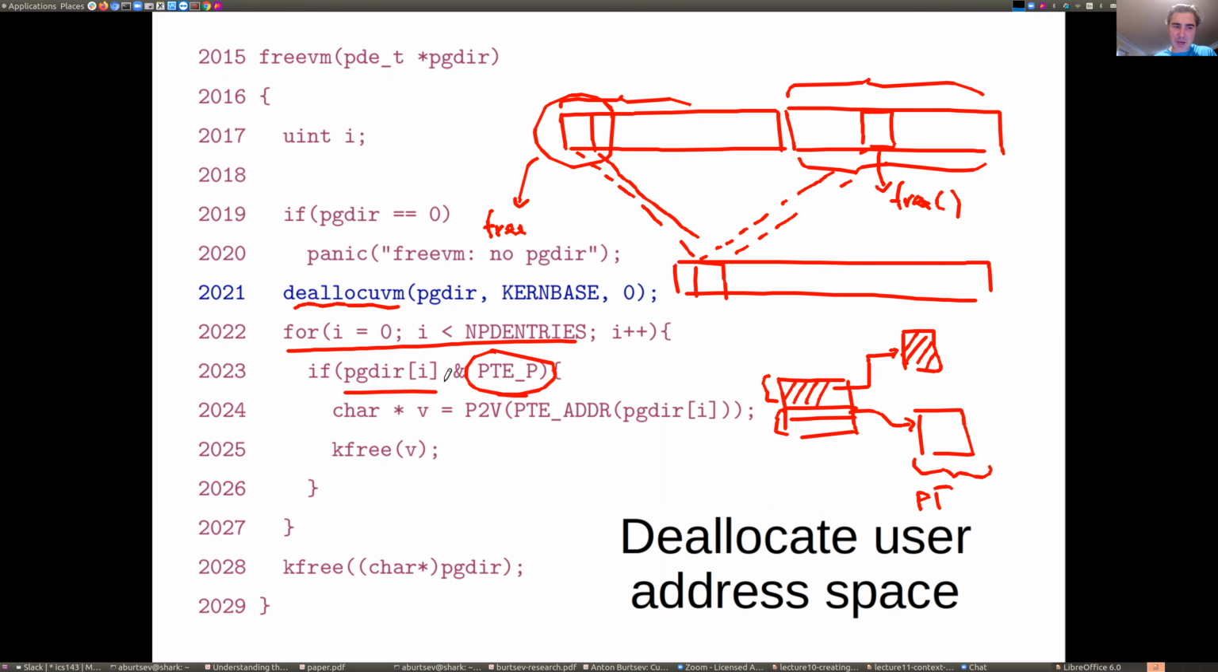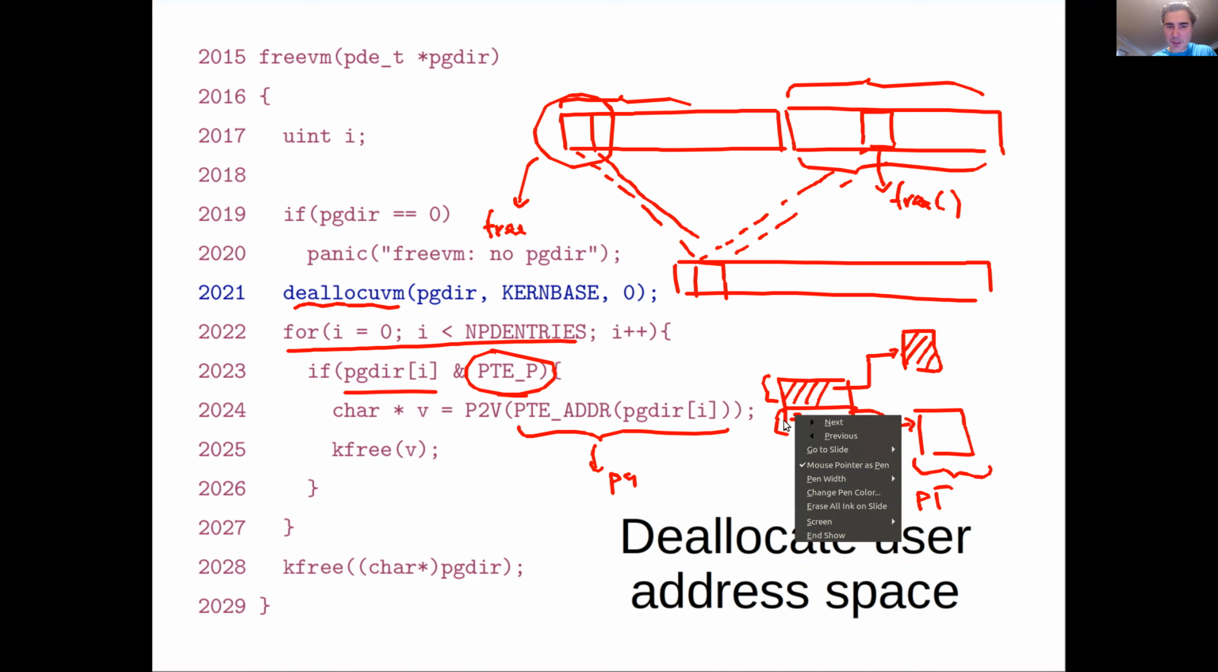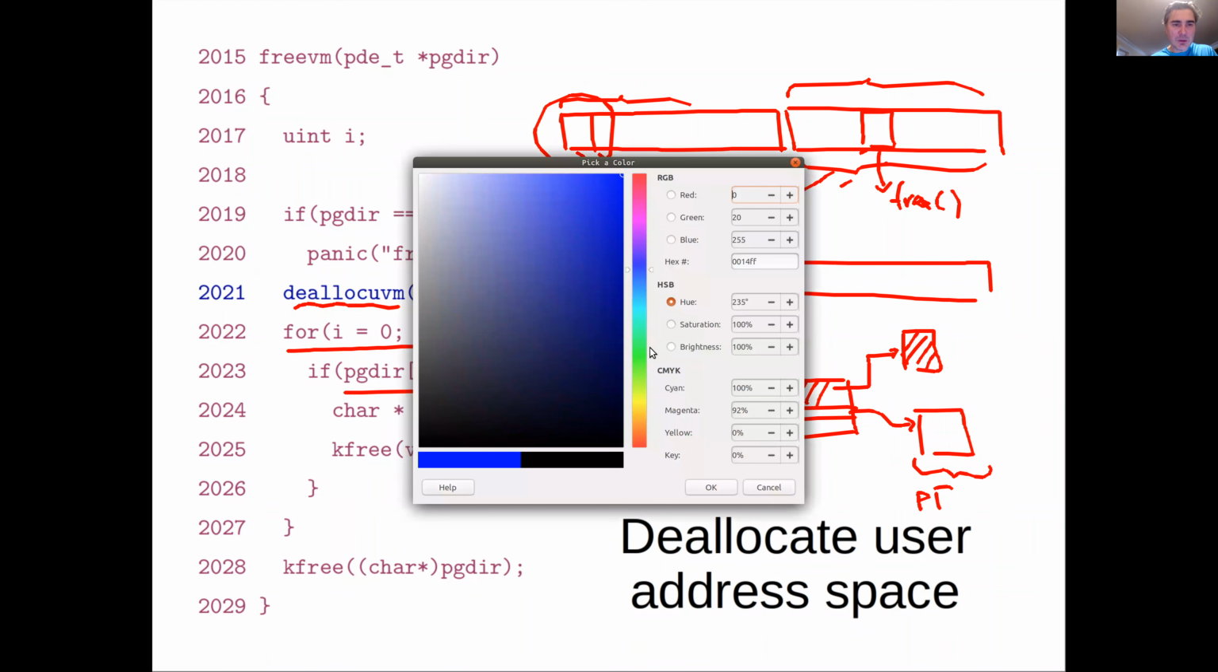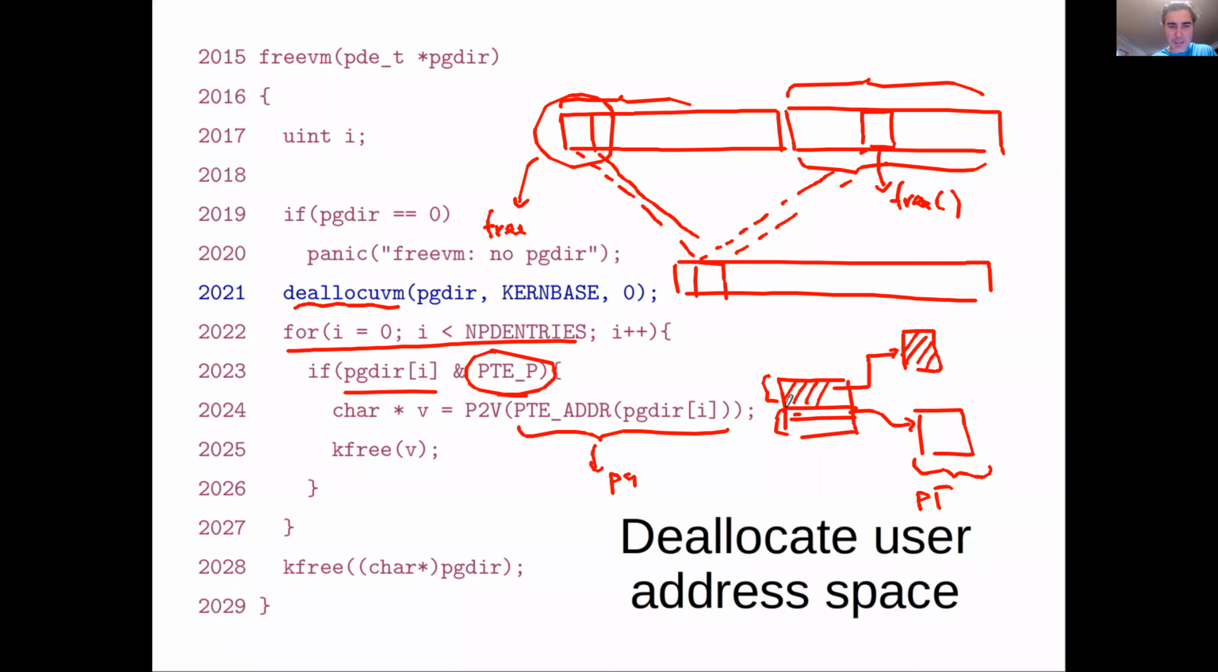If this one is present, it means that you get a page table entry and a physical address from it. Sorry, let me use a different color. Change pen color again, blue. So we get this entry. It points to this page. So this is the entry, page directory I. From this, we take the physical address of this page.